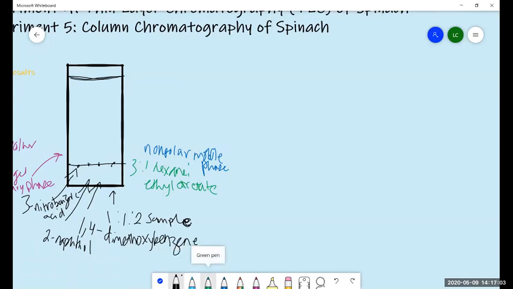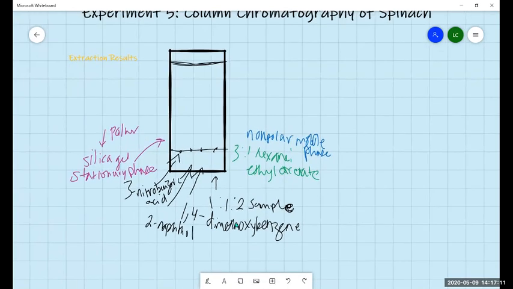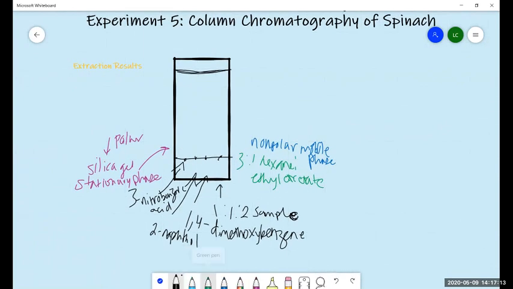Okay, so what is going on is, yes, you have a stationary phase, which is your adsorbent. So I'll just add that. And the mobile phase.